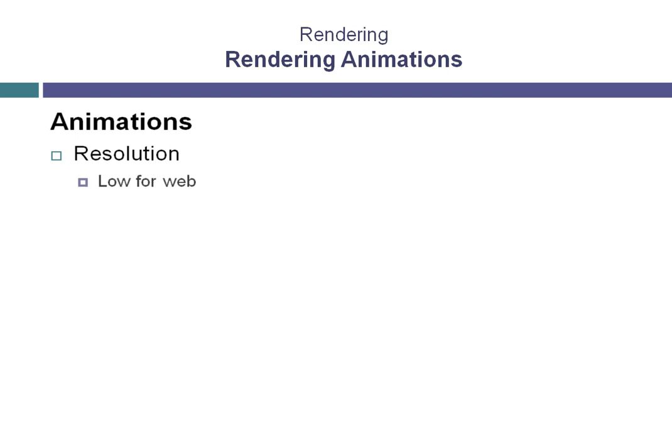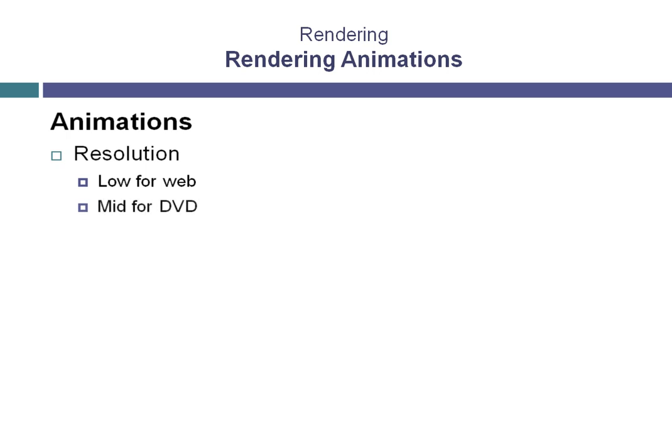Usually, you're going to be working with a lower resolution if you're going out to the web. 320 by 240 or 640 by 480 are good for web delivery of animated files. You really need to take into consideration that there are many computers that might be viewing your video that are unable to play back a very large resolution animation.